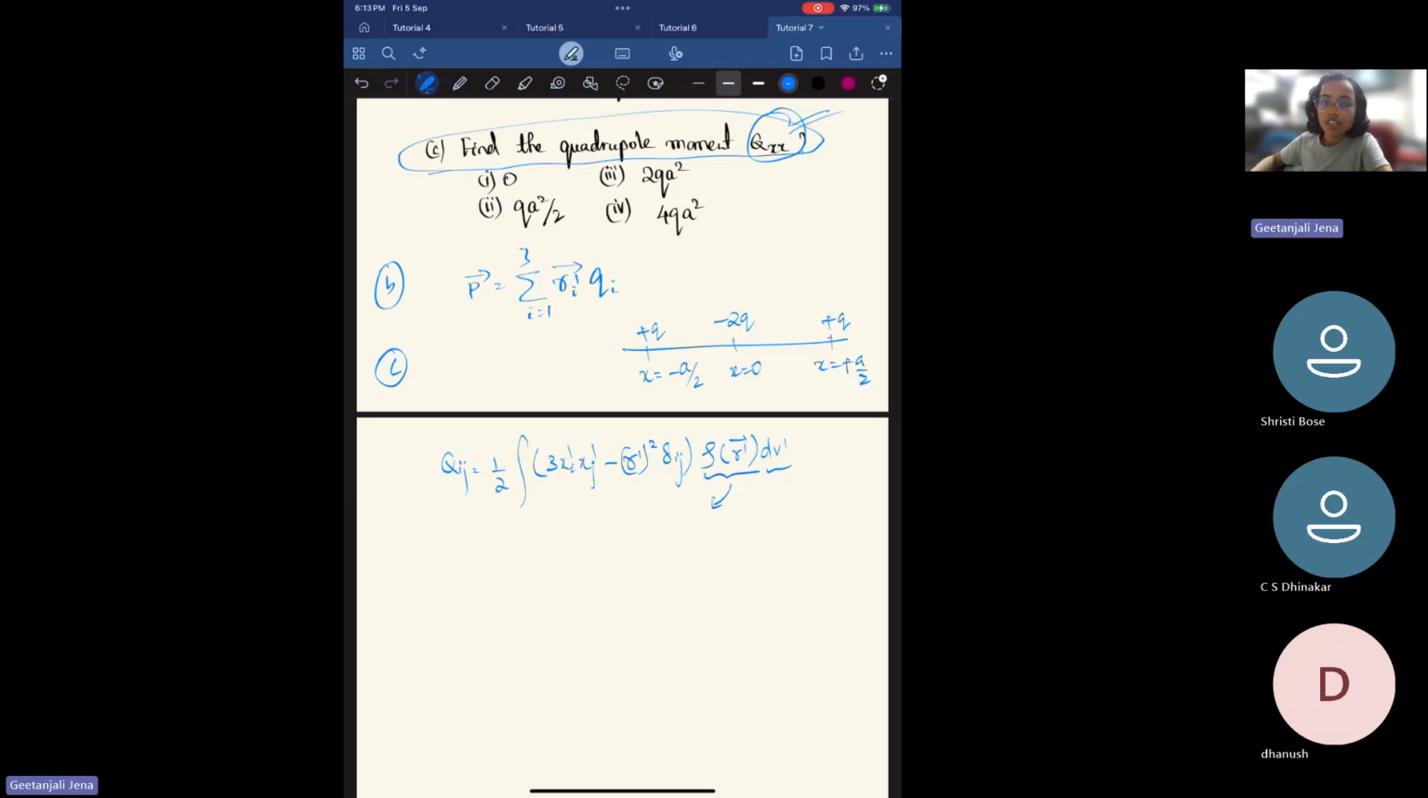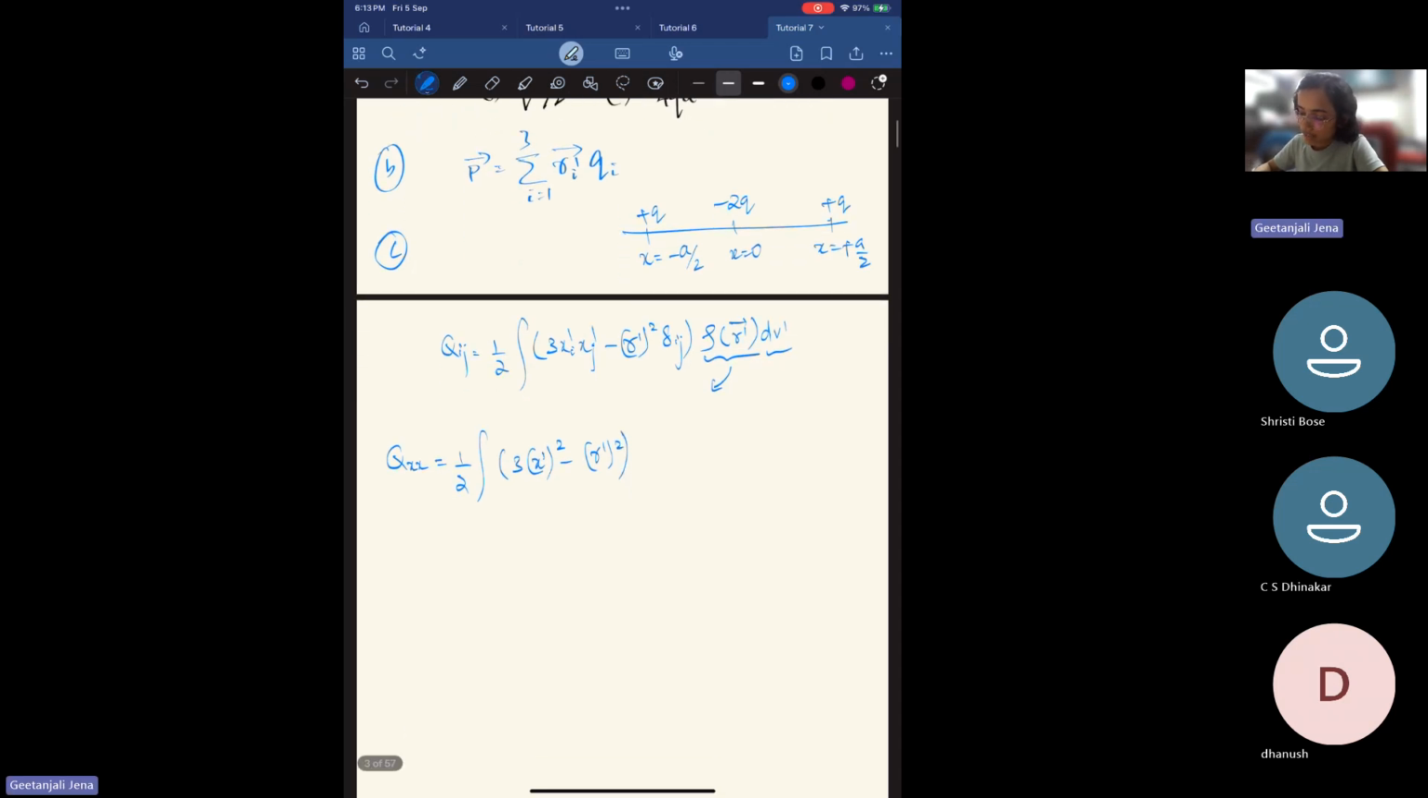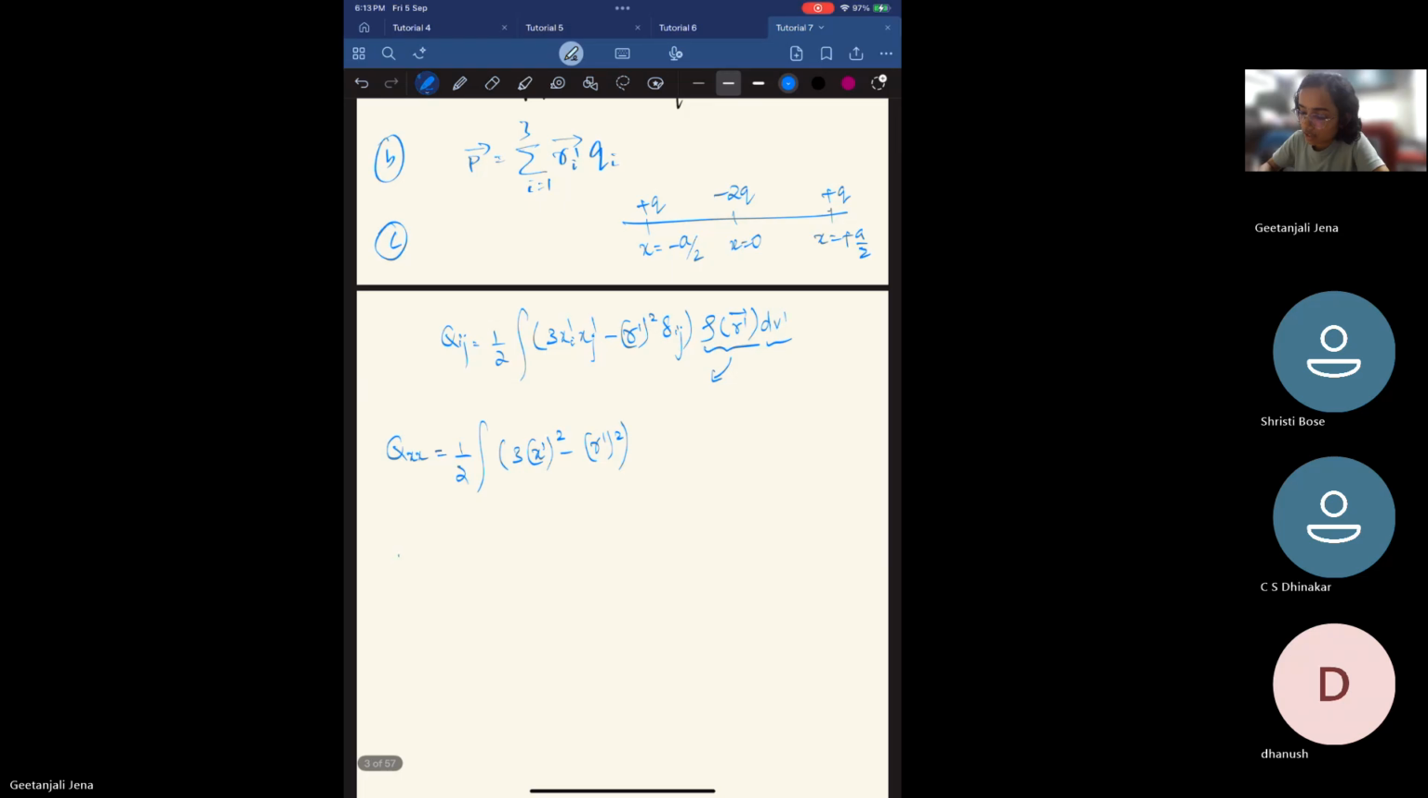So let me calculate for this, and meanwhile, just check whether you have any doubts in any of these steps. Okay. So for Qxx, it's half of the sum of (3 x prime square minus r prime square) since delta ij is 1, times rho of r. You can write it as, so first see what rho of r is.